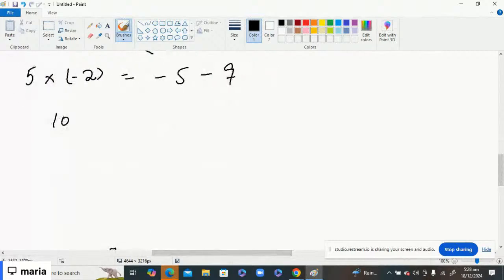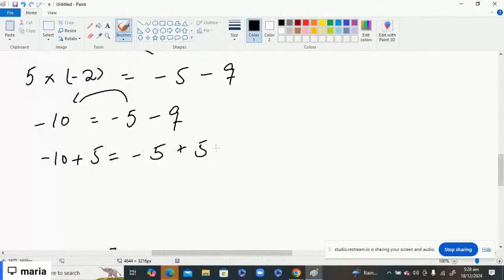5 times 2 is minus 10, equals minus 5 minus q. Q is still here. Now this 5 is moving from this side to this side. What does it become? It becomes plus, or you are going to add plus 5 on both sides. This and this should be cancelled. Minus 10 plus 5 is minus 5, equals minus q. Minus minus cancel. So the value of q is 5.